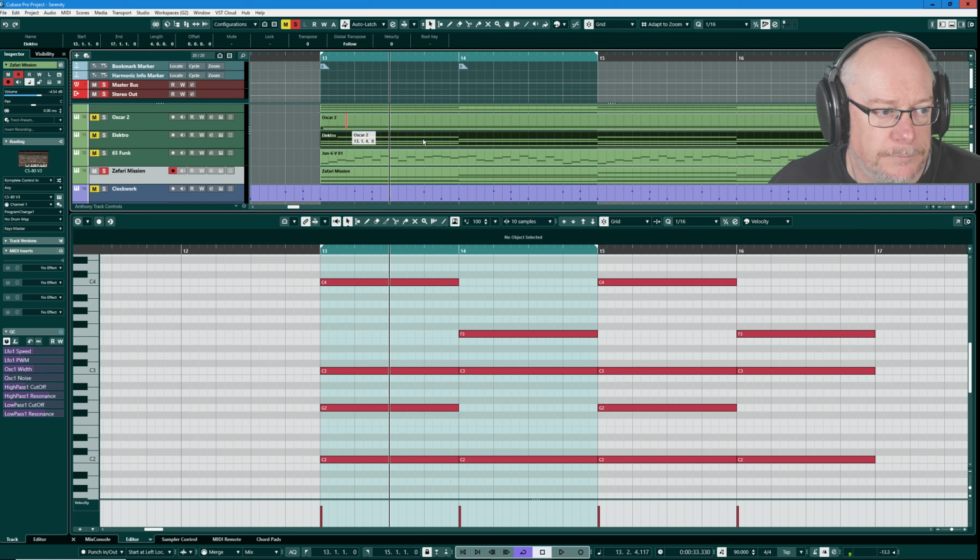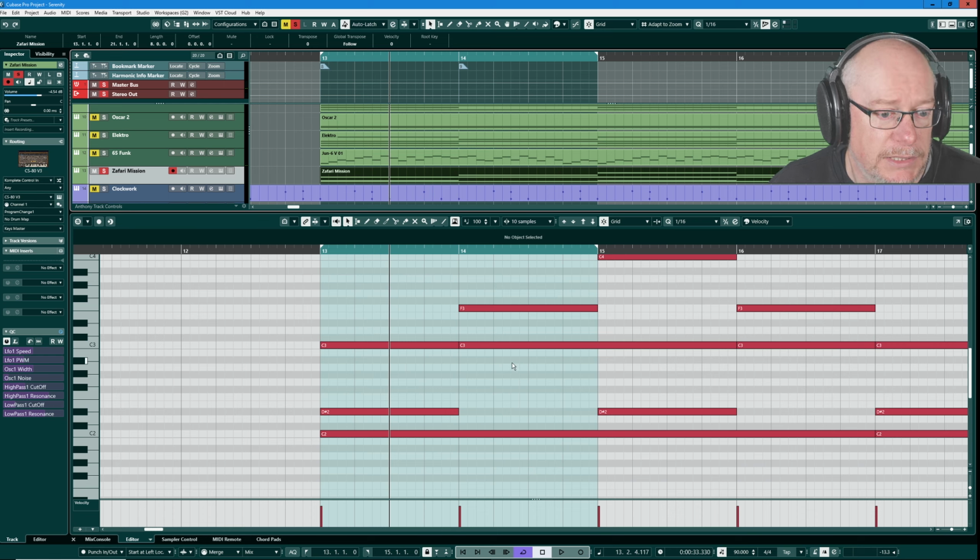On to the third pattern. So this is another sequence. Once again, it's played by the CS80. This is what it sounds like on its own.